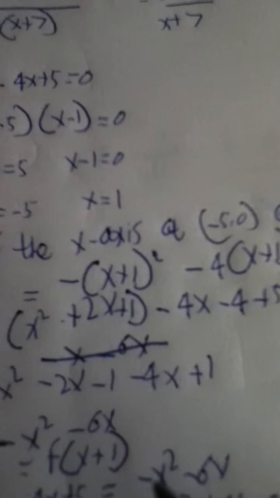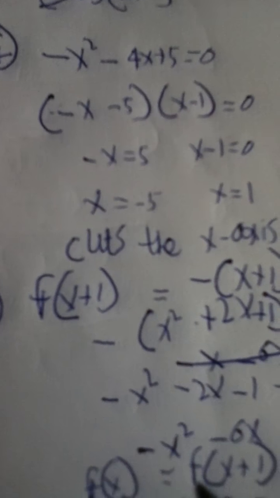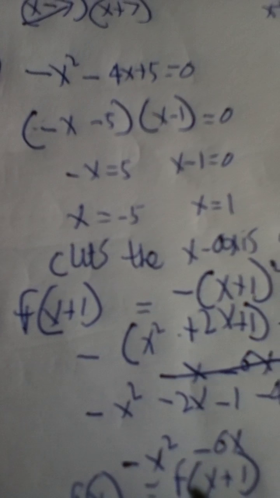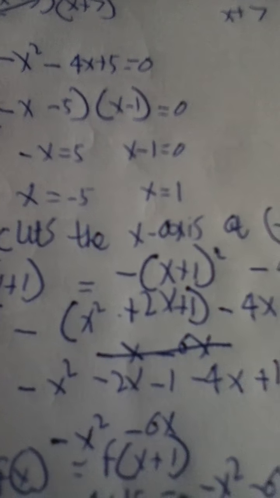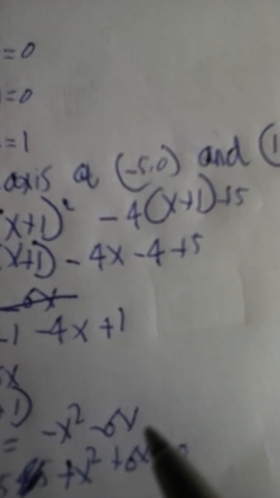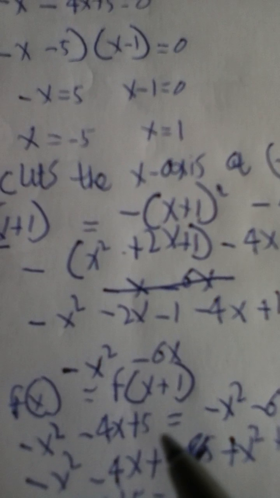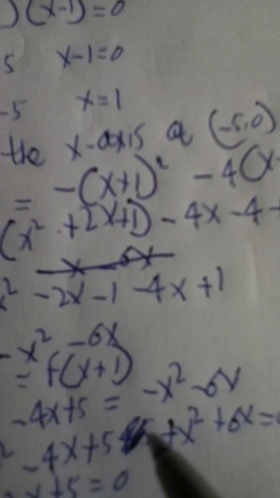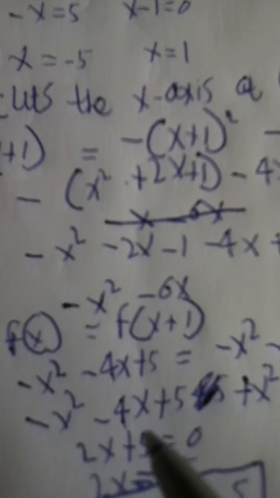And then in part 2 you're asked to solve for f of x equals f of x plus 1. So what you basically do is anytime in the original equation you have x, you substitute in x plus 1. So you have minus x squared plus 2x plus 1 minus 4x minus 4 plus 5. So minus x squared minus 2x minus 1 minus 4x plus 1. You're left with minus x squared minus 6x.